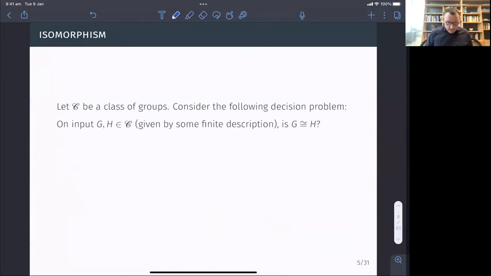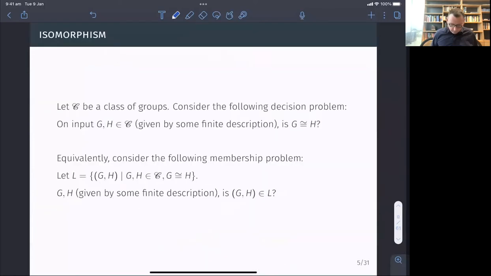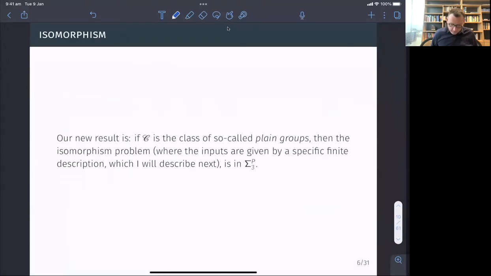Okay. So now let me tell you about the isomorphism decision problem. So let C be a class of groups. Consider this problem. On input two of these groups, given somehow by some finite description, we need to say yes or no whether G is isomorphic to H. Equivalently, we can express it as a membership problem: the set of all pairs of groups that are isomorphic over this class. And that will be the useful thing to use sigma 2p.